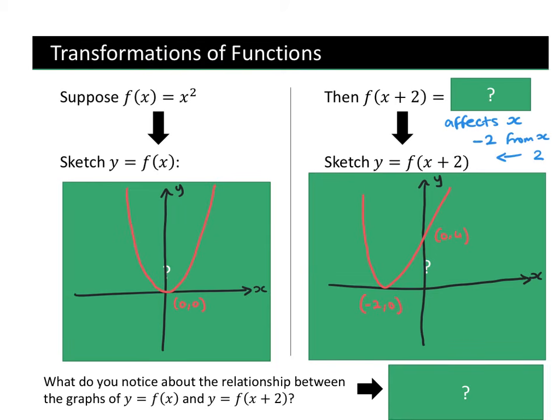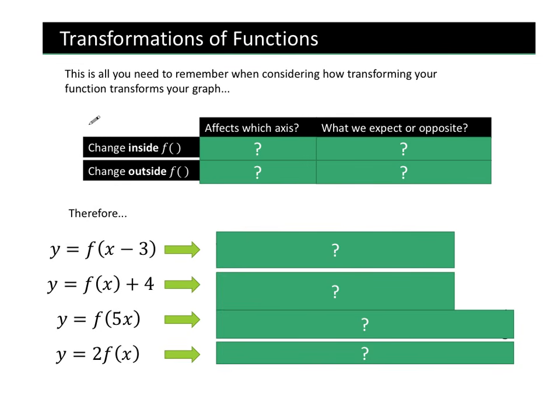So all we've done is that this is a translation. If we're adding or subtracting, we're translating, moving left and right if it's inside the bracket for x, up and down if it's outside the bracket. So, here we go. If the change is inside the bracket, it affects the x-axis. And what do we expect, the same or opposite? Opposite. We always do the opposite of whatever is inside the bracket. If it's outside the bracket, who does it affect? Y. And do we do what we expect, or the opposite? We do what we expect.